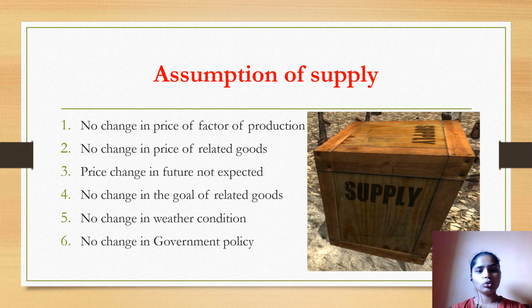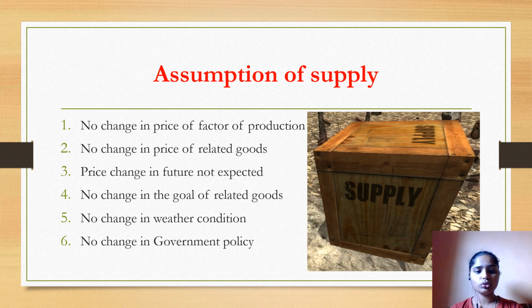Second one is no change in the price of related goods. Prices of other goods are assumed to remain constant. If they change, the law of supply may not hold true because producers may transfer resources to other products. Third one is that price change in the future is not expected. The law also assumes that sellers do not expect future changes in the price of the product. And fourth one is no change in the goals of related goods.